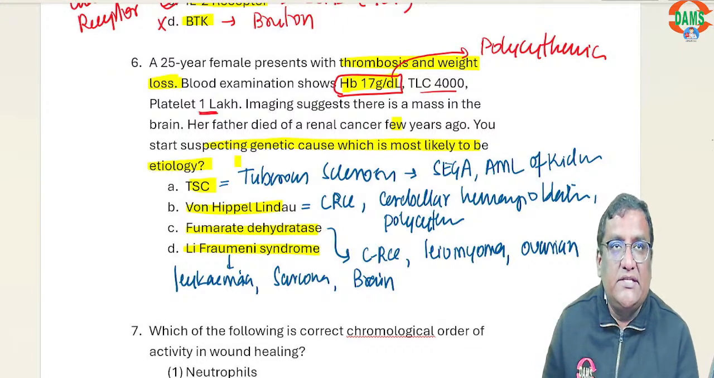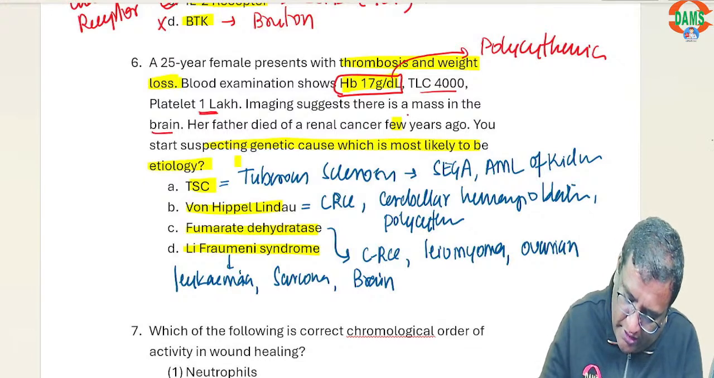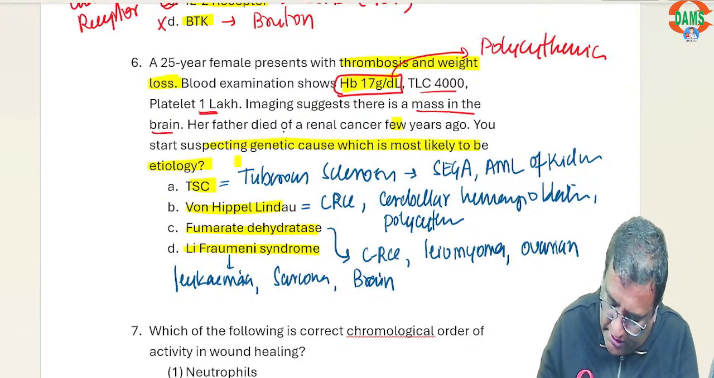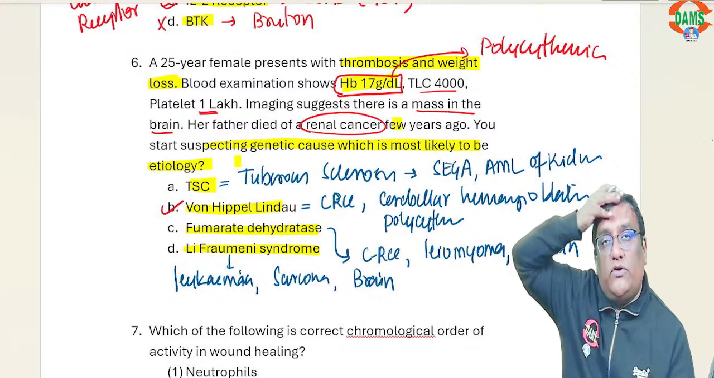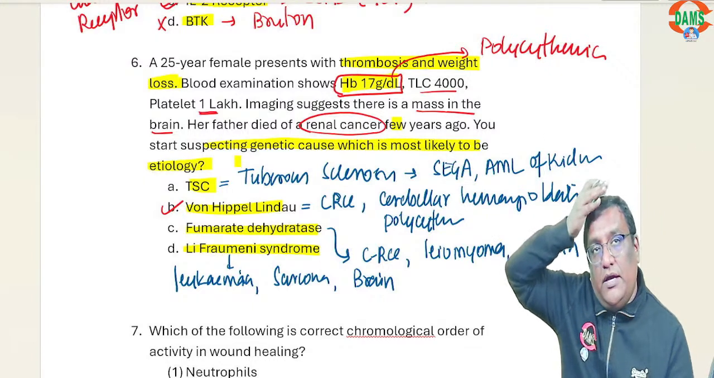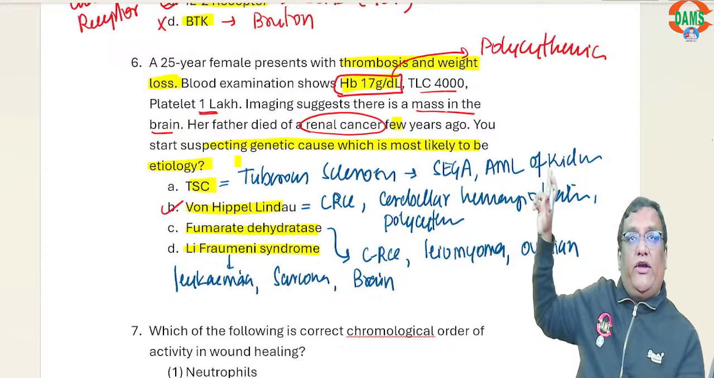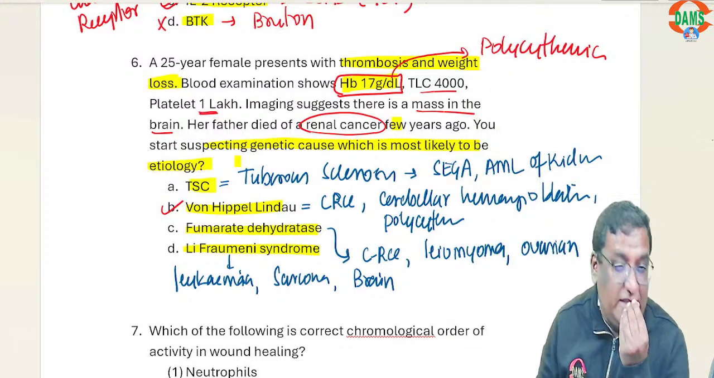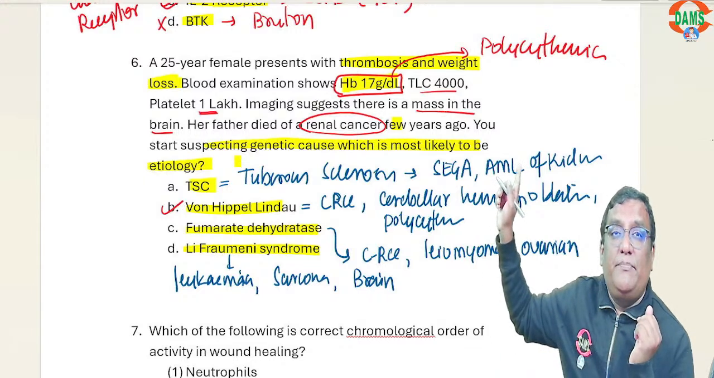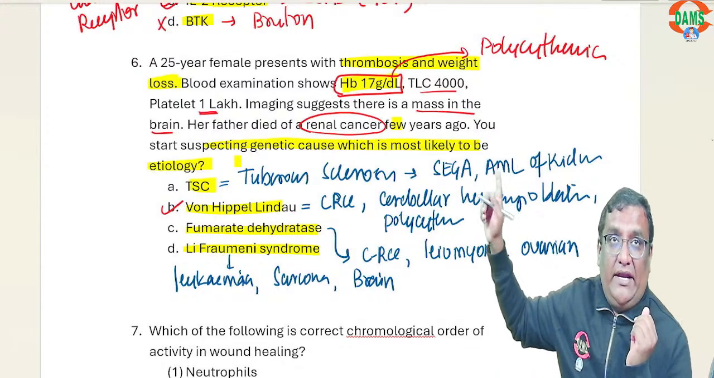Imaging suggests there's a mass in her brain. Further, her father died of renal cancer a few years ago. So the answer is option B. Remember, even tuberous sclerosis will have a mass in the brain, but it will have angiomyolipoma of the kidney and it will not have polycythemia. So the keyword here is polycythemia. Angiomyolipoma of the kidney is a benign tumor, not a malignant tumor.